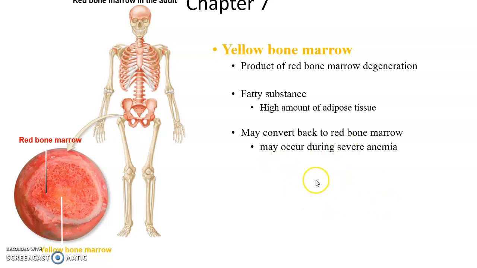Yellow bone marrow basically replaces the red bone marrow as we become adults. It stores adipose tissue, which, as we know, is a fatty material. And in rare cases, if someone's suffering from severe anemia, the red bone marrow can reform, can replace yellow bone marrow, but that only occurs in extreme situations.